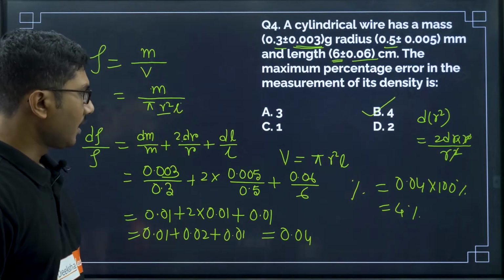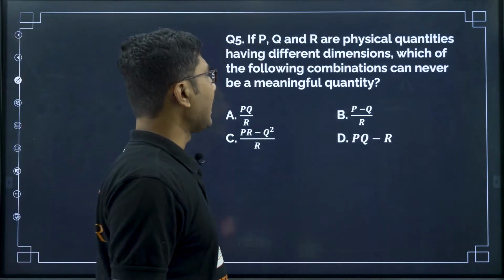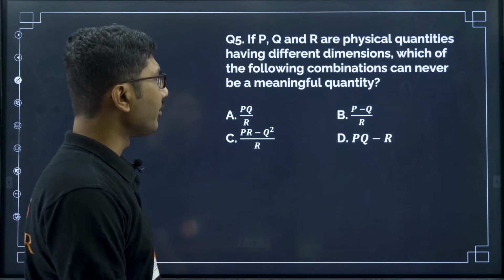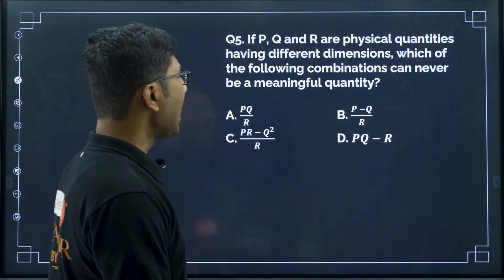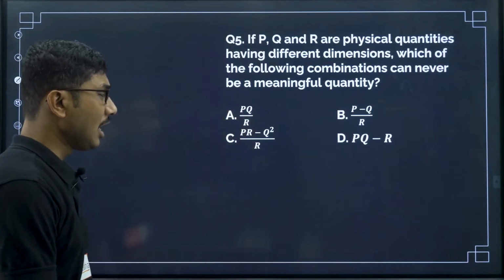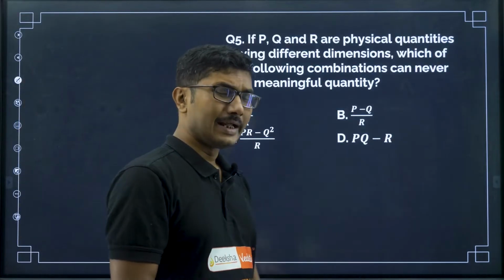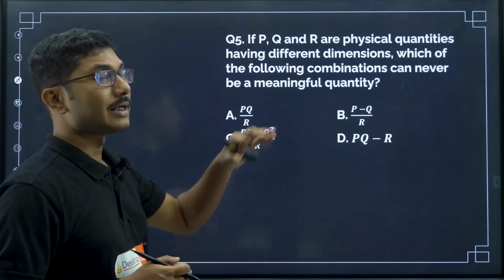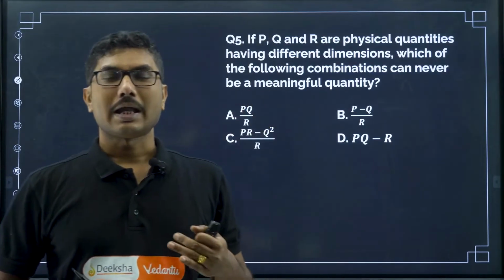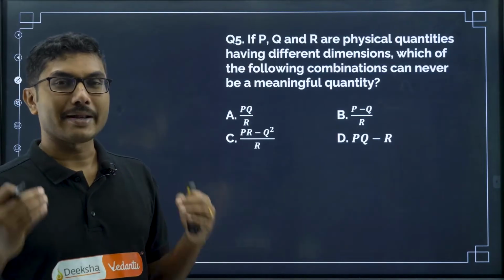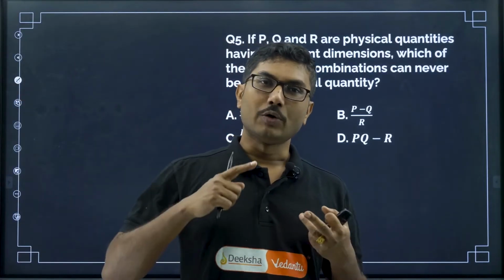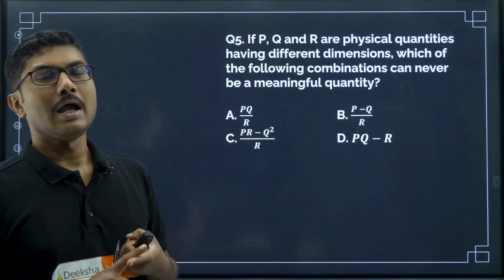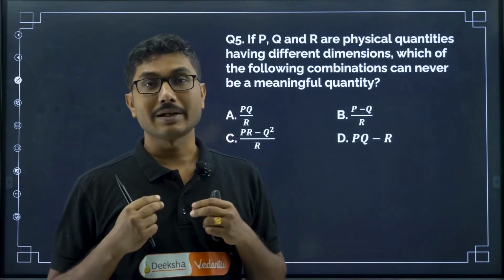Okay. Now, if P, Q and R are physical quantities having different dimensions, which of the following combinations can never be a meaningful quantity? We discussed this question while we were studying this chapter. When three quantities having different dimensions are considered, you cannot add them or subtract them. You can multiply them, you can divide, but the first step cannot be addition or subtraction. This should be clear in your head.